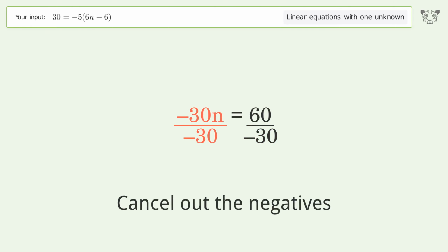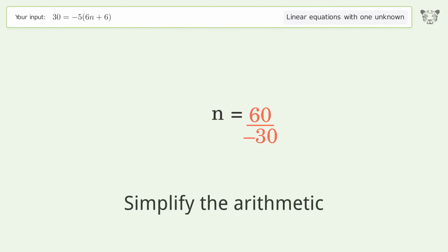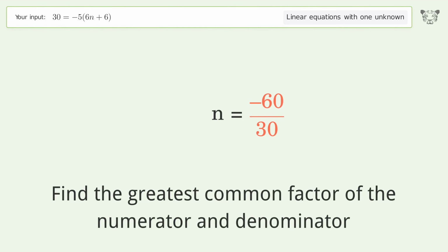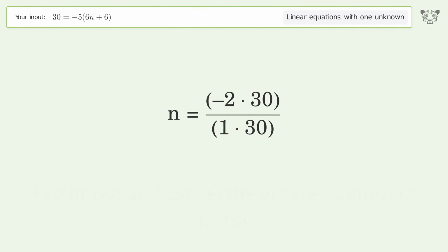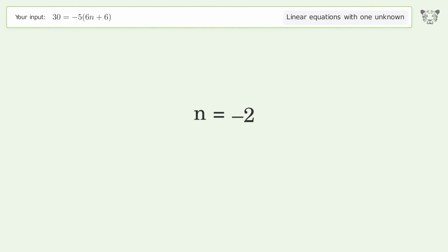Cancel out the negatives. Simplify the fraction. Simplify the arithmetic. Find the greatest common factor of the numerator and denominator. Factor out and cancel the greatest common factor. And so the final result is n equals -2.